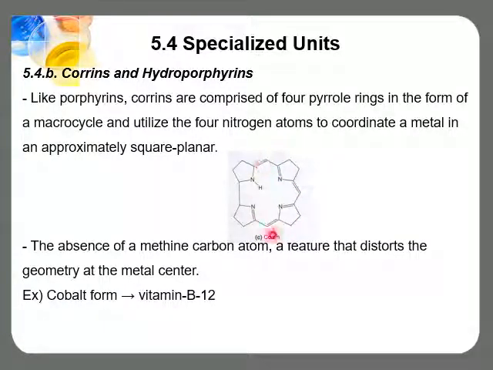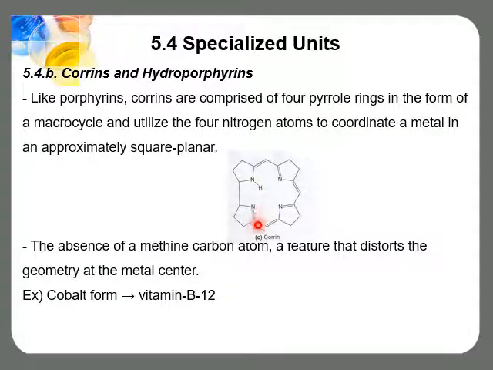This is another unit which is called corrin. It looks like porphyrin, but there is a lack of carbon here. Corrins are comprised of 4 pyrrole rings in the form of a macrocycle, and it is utilized to stabilize the metal center with the 4 nitrogen atoms. They can be coordinated to a metal in an approximately square planar geometry. Due to the lack of carbon here, it is not perfectly square, so it makes an approximately square planar geometry. In fact, the absence of the methyl carbon atom here is a feature that distorts the geometry of the metal center.